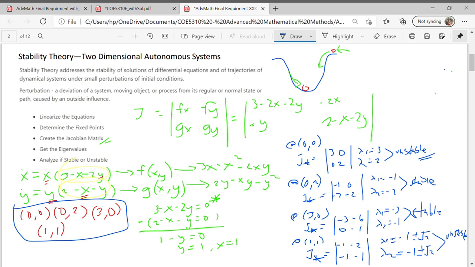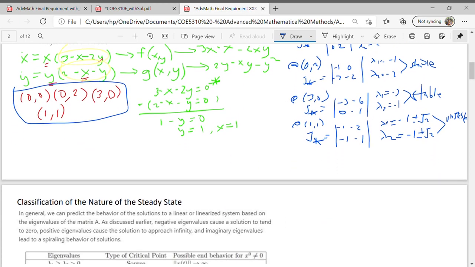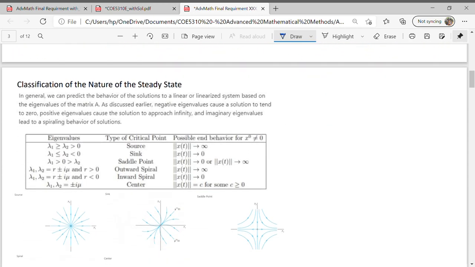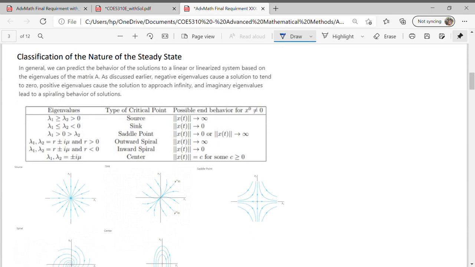Okay, so I think we're done with this topic. For the phase portrait, it is better discussed in the next one. So it is a classification of the nature of steady state.